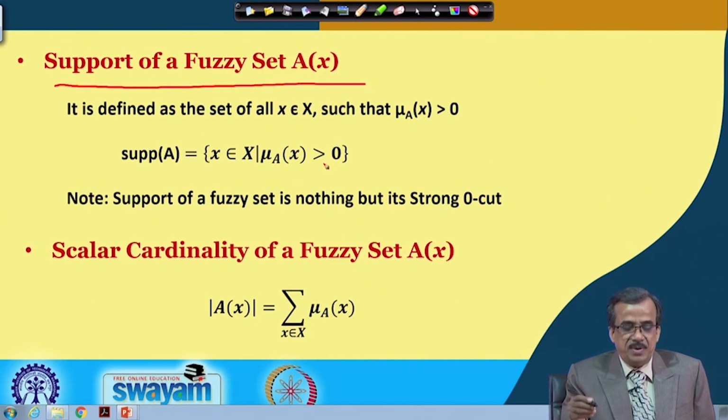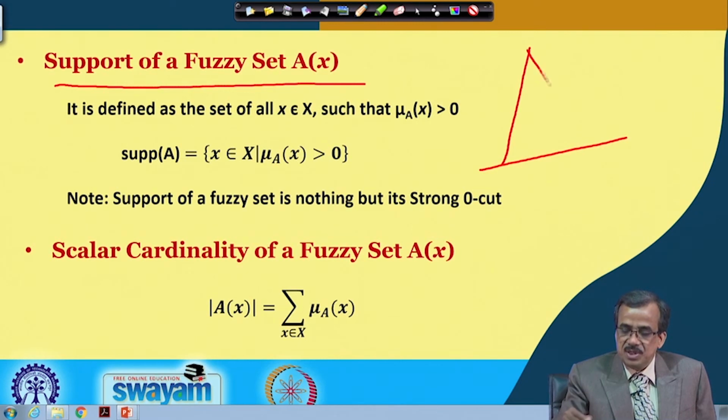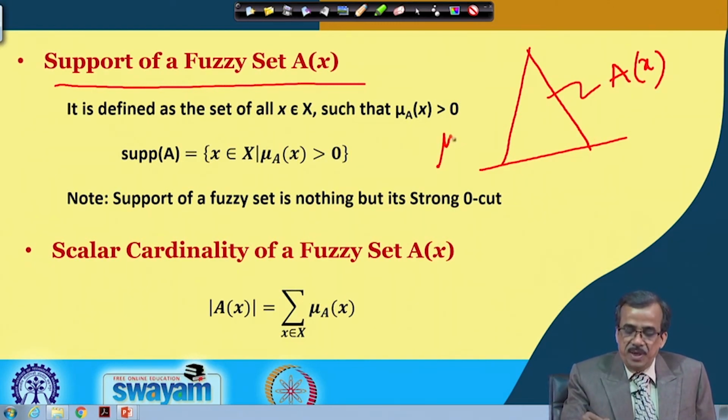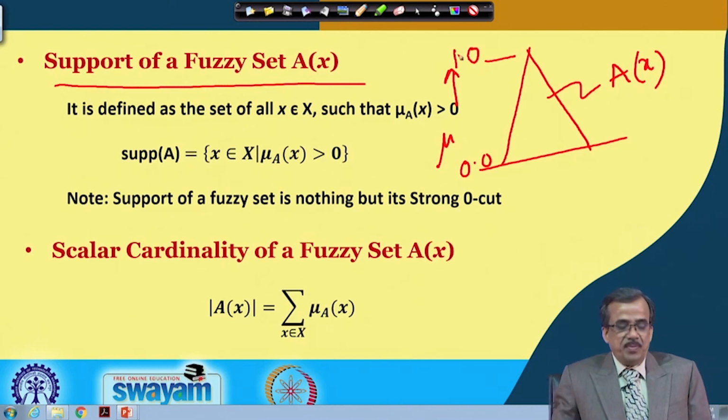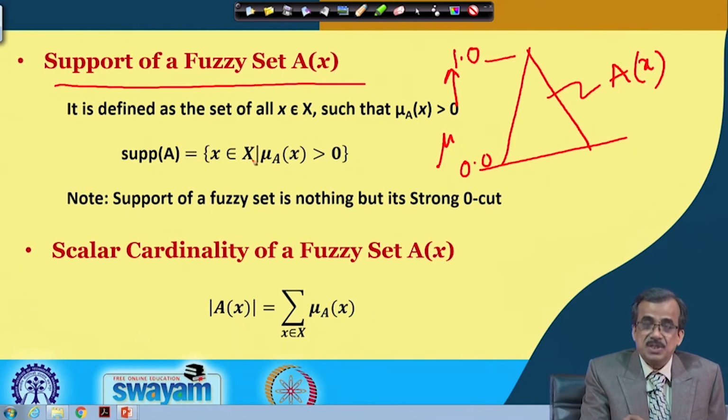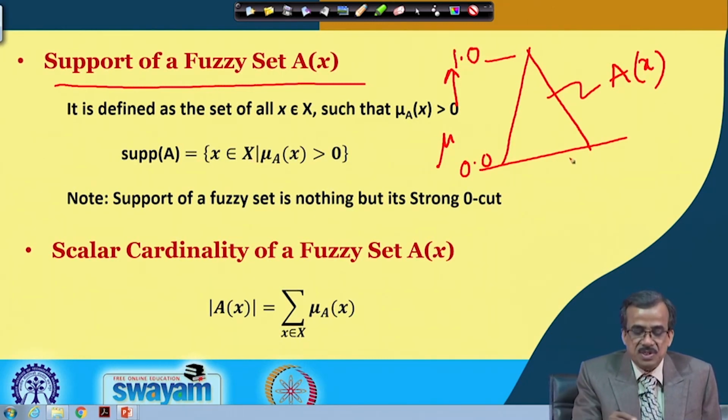Now, let me consider a particular fuzzy set, say the triangular membership function distribution. So, this is nothing but A(x). Mu is along this direction. So, this is 0.0 and corresponding to this is 1.0. Now, let me read the definition once again. Support of a fuzzy set A(x) is nothing but x belongs to capital X, that is the universe of discourse, such that mu A(x) is greater than 0.